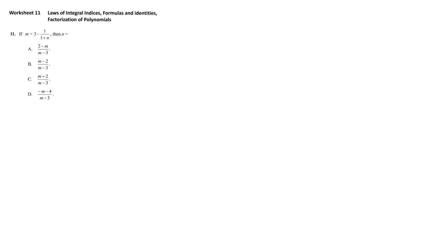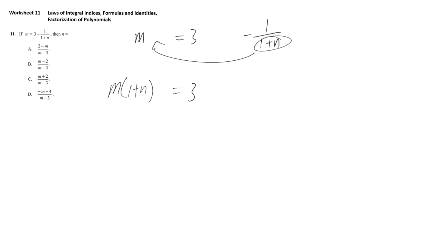In question 11, we used a similar logic. Many students will make a very careless mistake here because they will move 1 plus n to another side, and then they will simply say m times 1 plus n is equal to 3 minus 1. This is totally wrong. I'm going to show you the correct method, and then later on we'll go back here and tell you why this one is wrong.